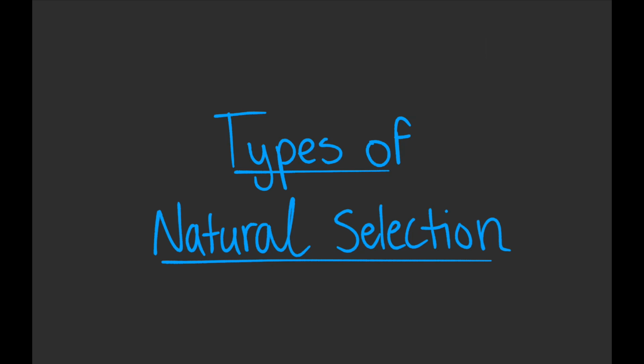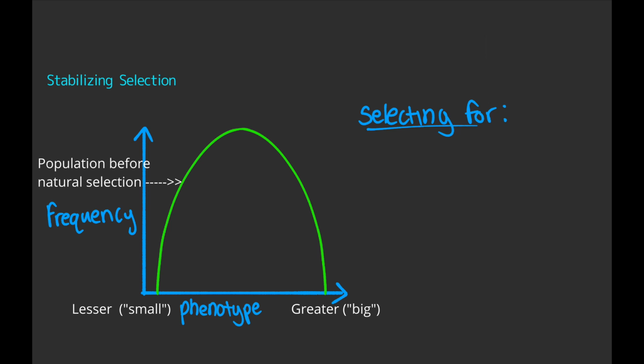Hello everyone, my name is Michelle, and today we're going to be talking about types of natural selection, including stabilizing selection, directional selection, and diversifying or disruptive selection. So let's get started.